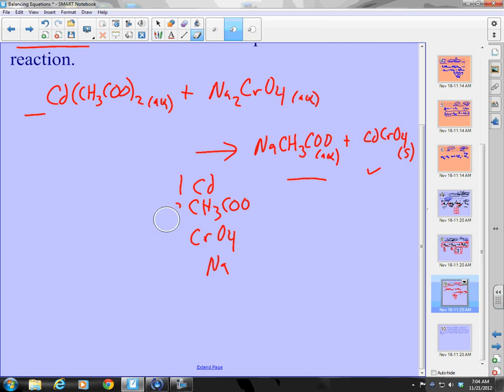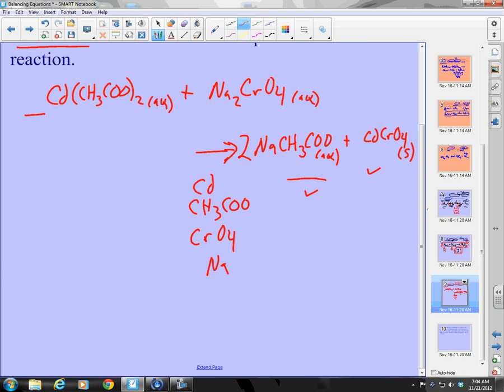What do I have to do? I have 2 acetates on my left side, so I have to do what? I need to put a 2. Yipes! Oh no! I just erased. I need to put what? Here's my sodium. I need another acetate here, so let's put a 2 here.